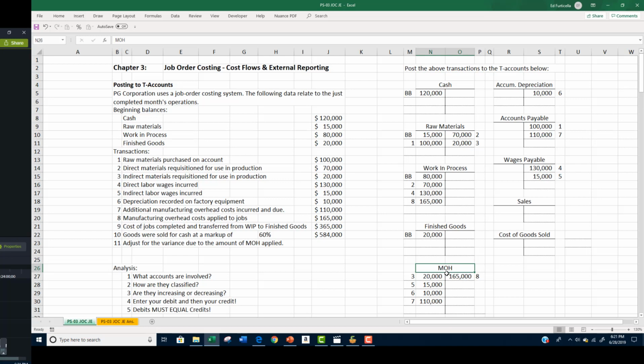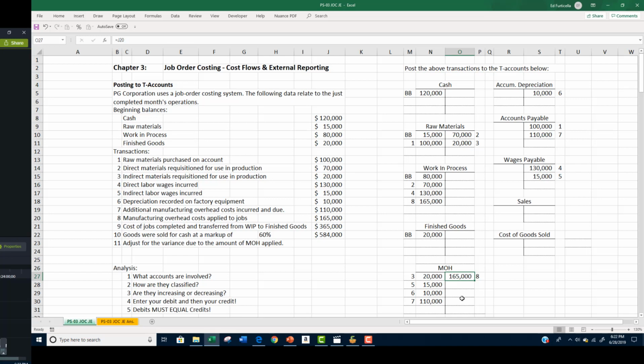On the debit side of the manufacturing overhead account, we will record all the actual indirect costs incurred during the production period. So any actual indirect costs get debited to manufacturing overhead as they are incurred. On the credit side, we enter the estimated overhead based on the predetermined overhead rate that we're going to apply to our jobs throughout the accounting period.